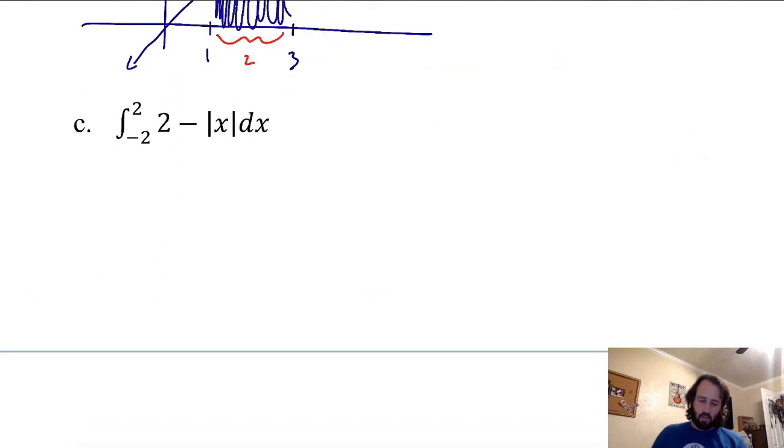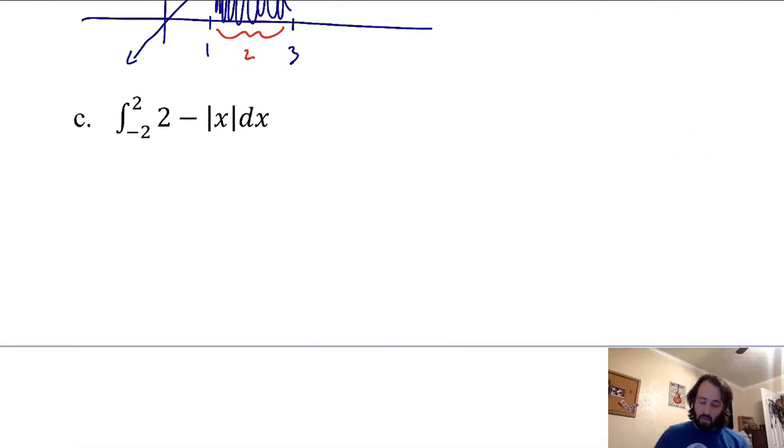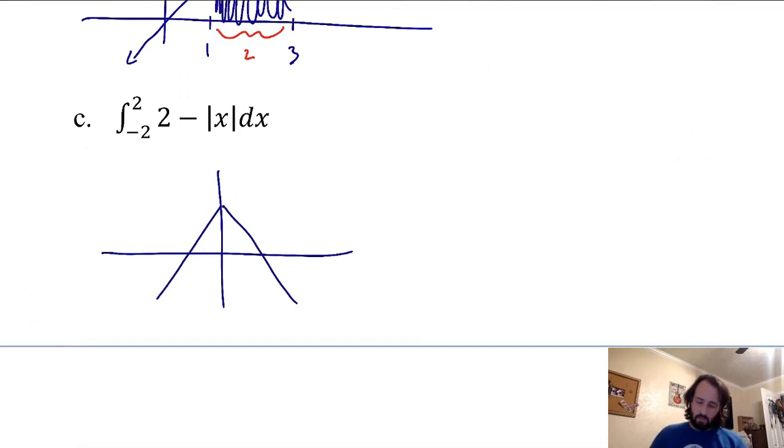And that's it. Next, 2 minus the absolute value of x from -2 to 2. So 2 minus the absolute value of x would look something like this. From -2 to 2, let's see, -2 is here, and 2 is here. So this is essentially just a triangle, right? And this is hitting at 2 there. So I just have base times height divided by 2. The base is 4, times the height, divided by 2.